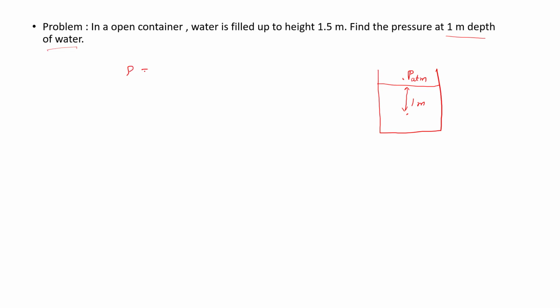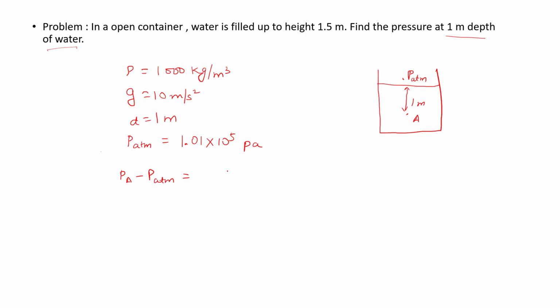The density of water, rho, is equal to 1000 kilogram per meter cubed. We are going to take the value of g as 10 meter per second squared, and the depth of the water, as you see, is equal to 1 meter. Atmospheric pressure, as we already know, has the value 1.01 into 10 raised to power 5 pascals. Now using the formula for pressure difference, the pressure at A minus P atm is equal to rho g d, correct?